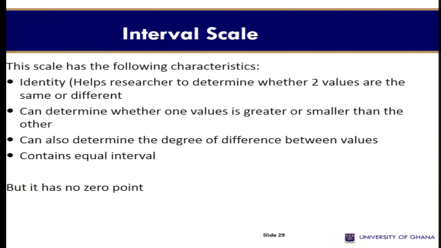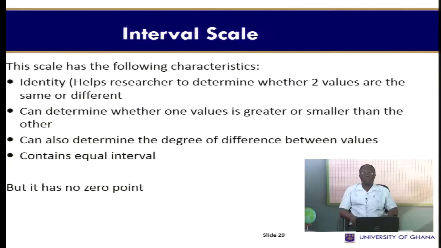Interval scale. This scale has the following characteristics. It has an identity. That is, it helps researchers to determine whether two values are the same or different. That is categorical variables. Now, it can determine whether one value is greater or smaller than the other. It can also determine the degree of difference between the values. And it contains equal intervals but has no absolute 0 point. I will explain this later.